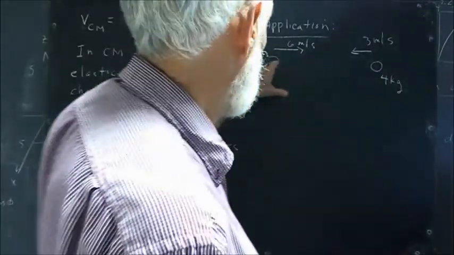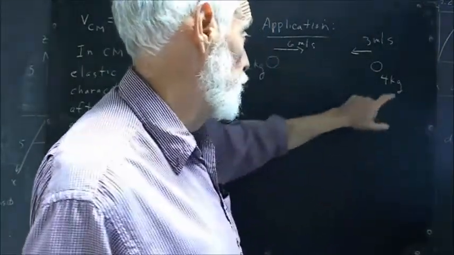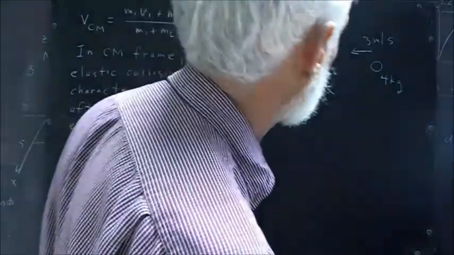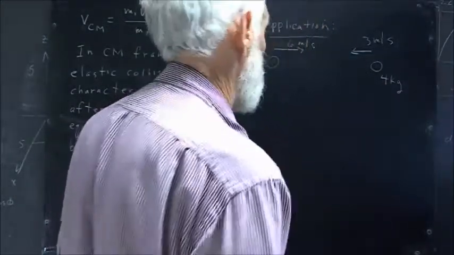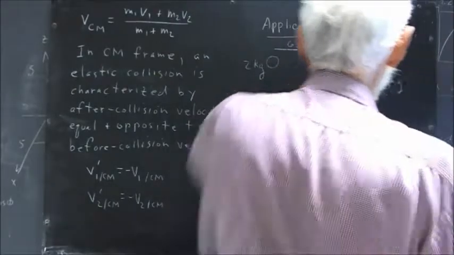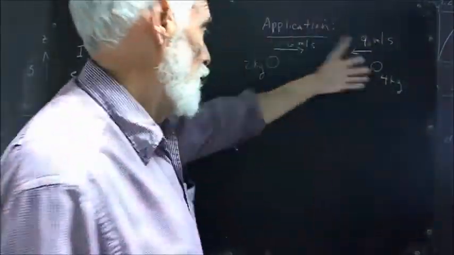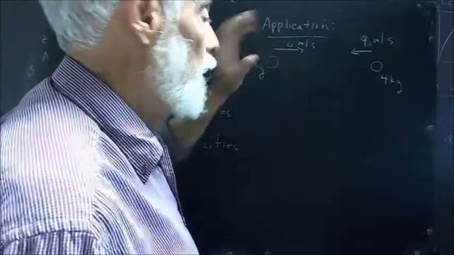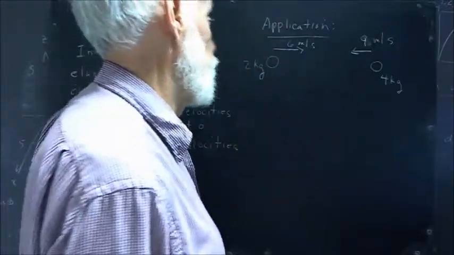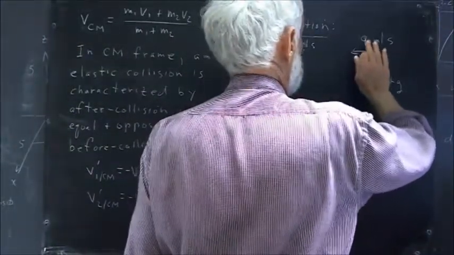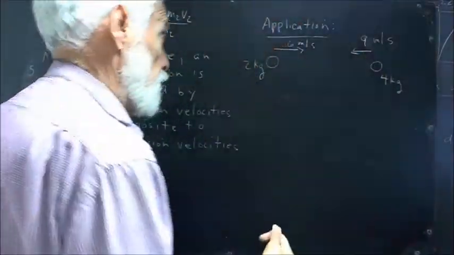Okay, here's a 2 kilogram object moving at 6 meters per second and a 4 kilogram object. That's a bad choice of numbers. I'm going to let this thing move at 9 meters per second. The reason that's a bad choice of numbers is that it would have given us equal and opposite momentum. The center of mass frame would have been stationary. Wouldn't have been very interesting. Wouldn't have illustrated what we're trying to illustrate here.